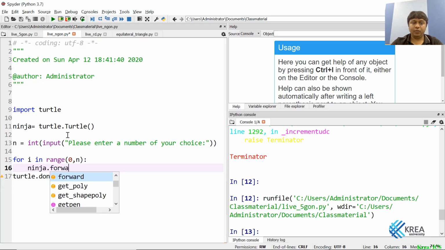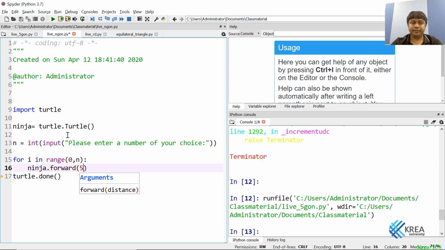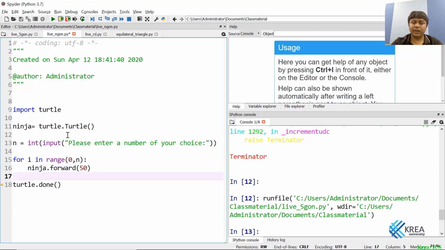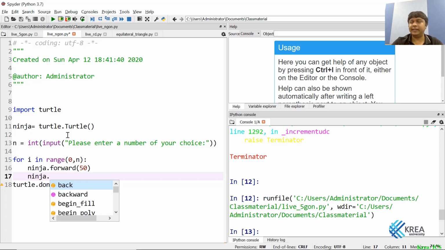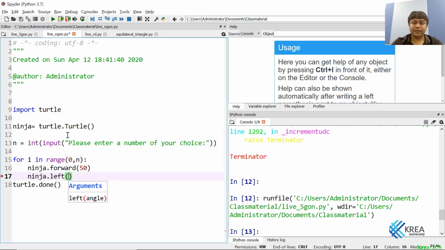ninja.forward(50). We just keep it low enough so that it fits into the screen, because if I write 100 and you input a large n, then it increases. And ninja.left(360 divided by n).